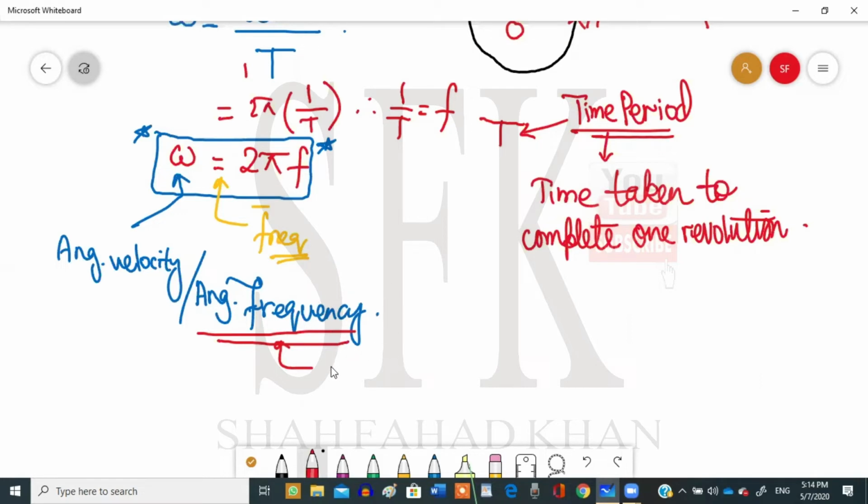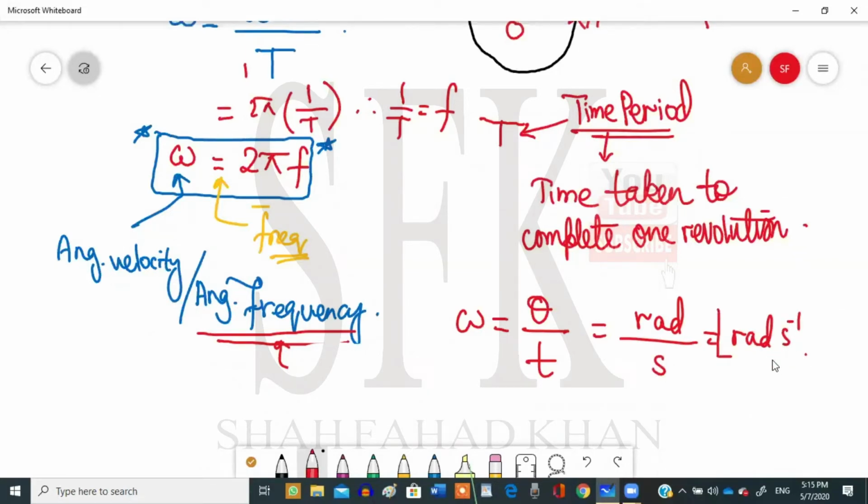And what are the units for omega? You can derive them from this equation over here. Omega is equal to angle over time. What is the unit of angle? The unit of angle is radian, and the unit of time is second. So it becomes radian per second. This is the SI unit of omega.